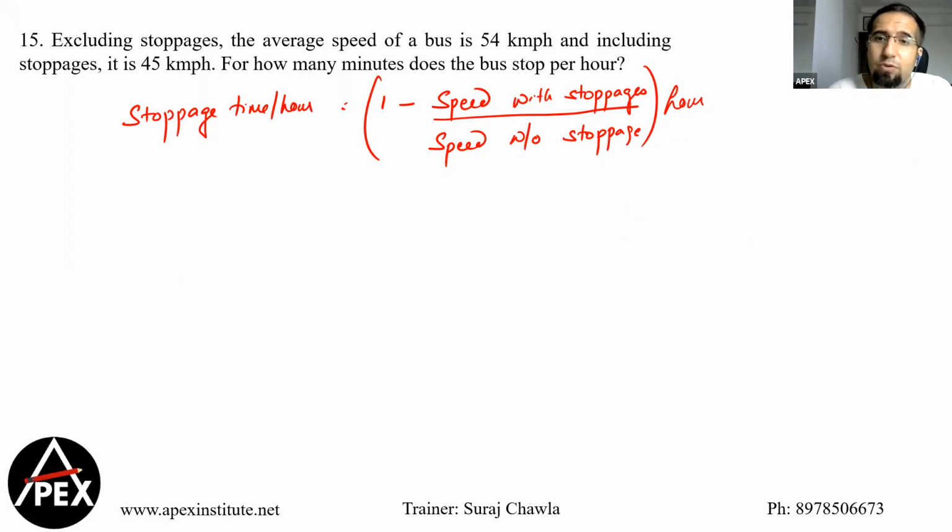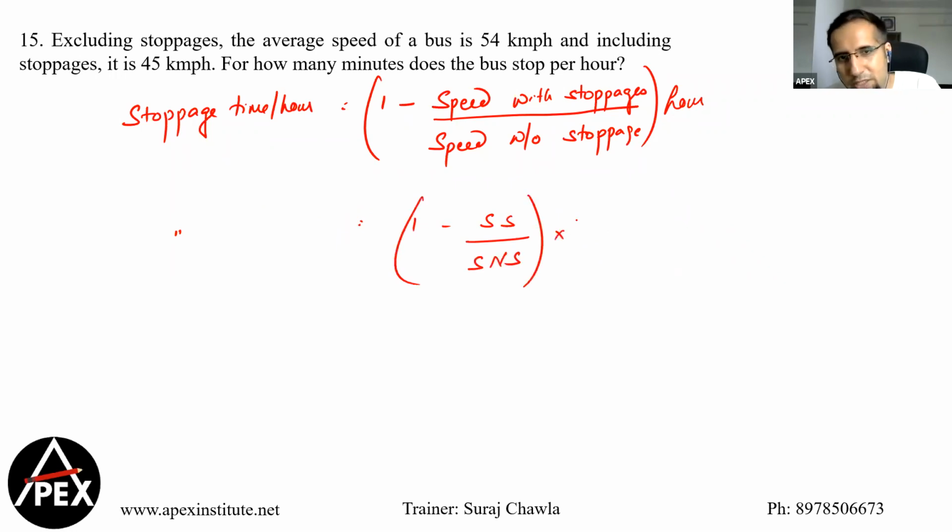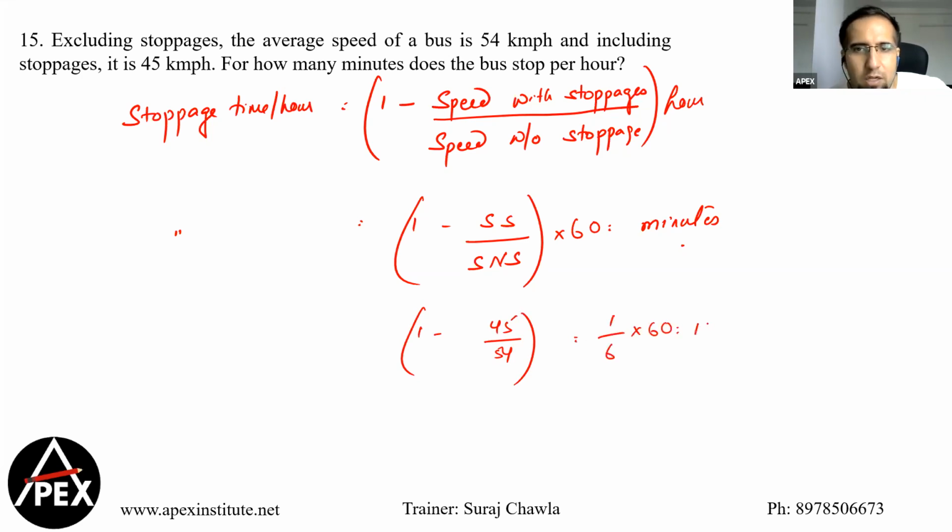These many hours, or in short, generally the question asks you per minute only. If you want per minute, multiply by 60. So stoppage time per hour is equal to 1 minus speed with stoppages by speed non-stop, into 60, which will be the number of minutes for which the train is stopping. Is this point clear? So 1 minus 45 by 54. That is 5 by 6, right? So 1 minus 5 by 6 is 1 by 6. 1 by 6 into 60 is 10. That means the train is stopping for 10 minutes in every 1 hour. Am I clear, guys? Can I proceed from here?